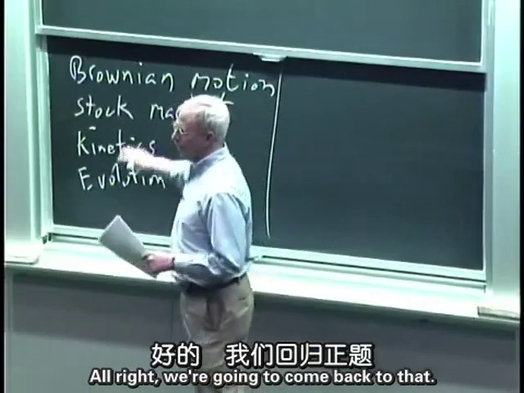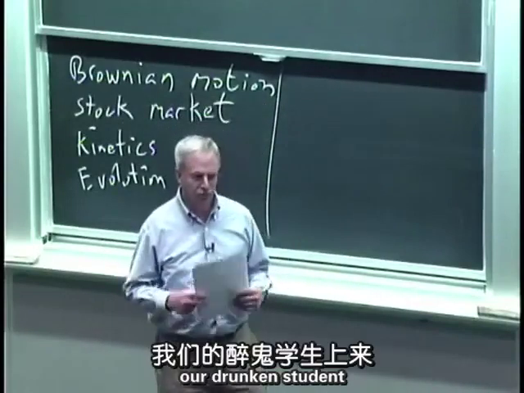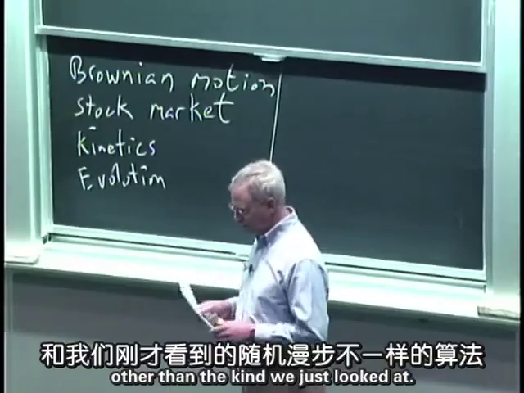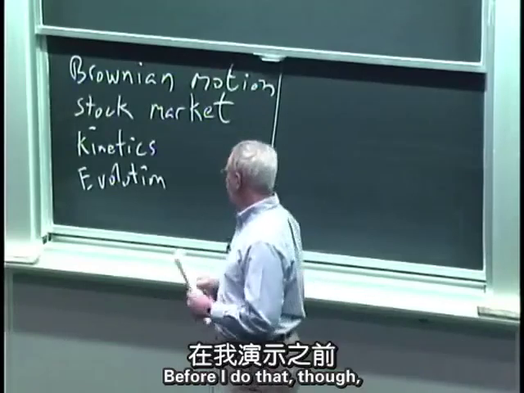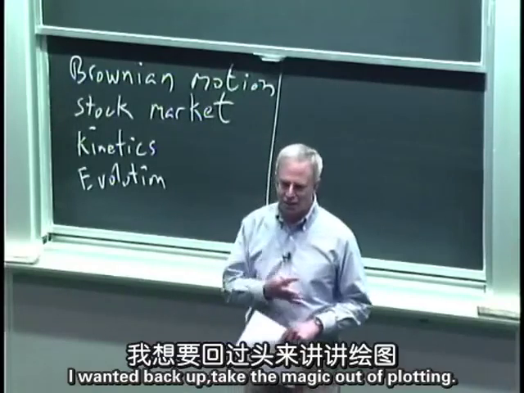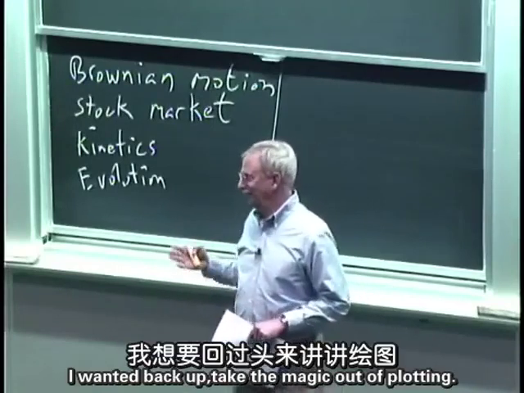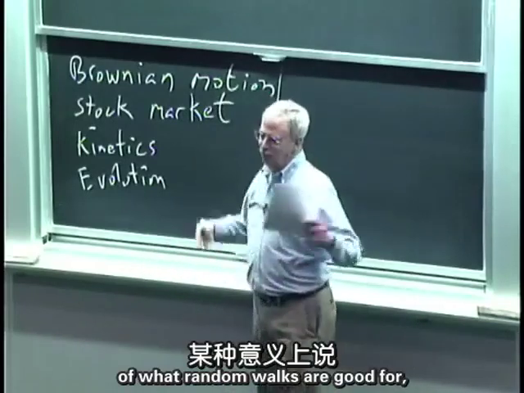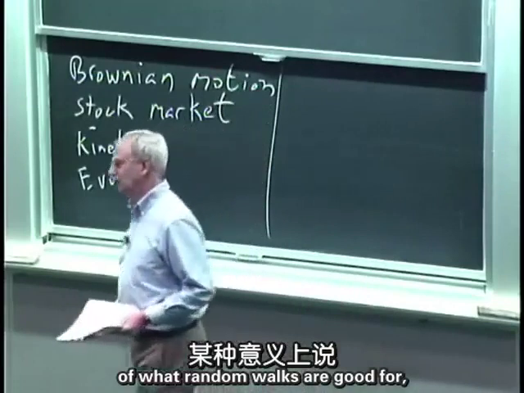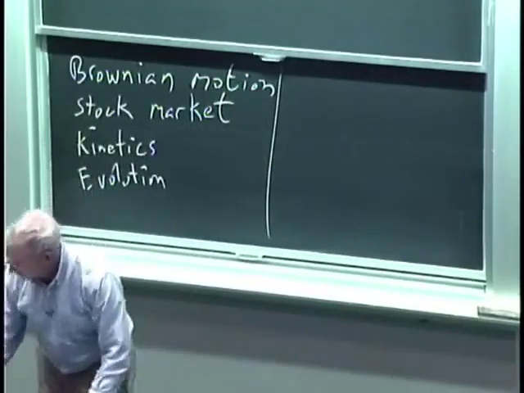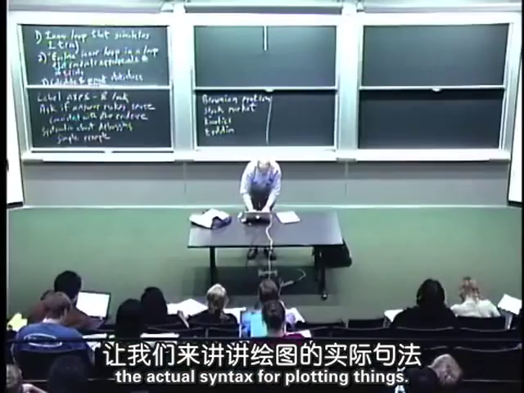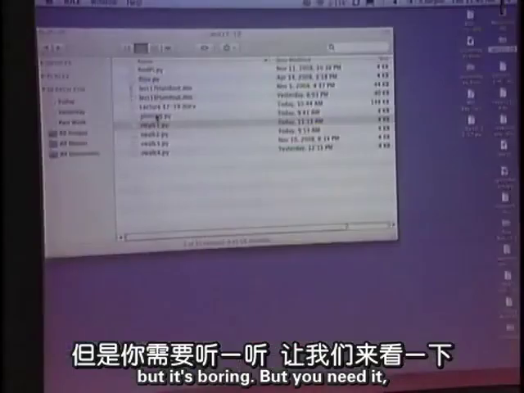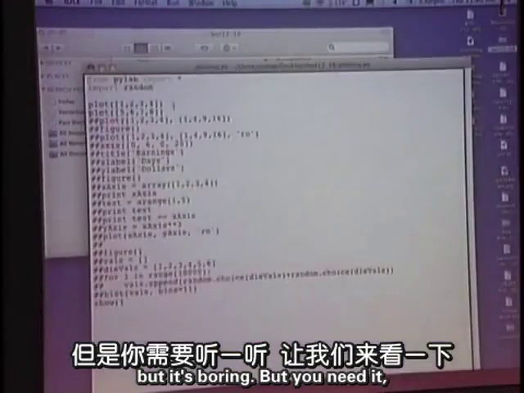All right, we're going to come back to that. We're going to even come back to our drunken student and look at other kinds of random walks other than the kind we just looked at. Before I do that, though, I want to back up and take the magic out of plotting. So we've gone from the sublime of what random walks are good for to, in some sense, the ridiculous, the actual syntax for plotting things. And maybe it's not ridiculous, but it's boring. But you need it. So let's look at it.